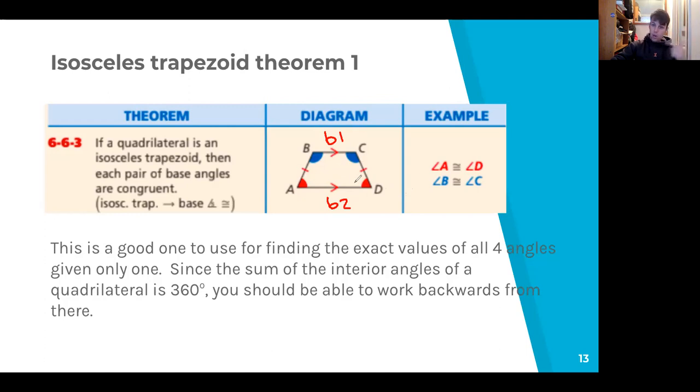So if you know any one angle in an isosceles trapezoid, you should be able to find the rest of them. It's pretty simple, right? If you know A, D is the same, supplementary to B, and B and C are equal. Pretty easy relationships here. Any single angle should give you the rest of them in an isosceles trapezoid.